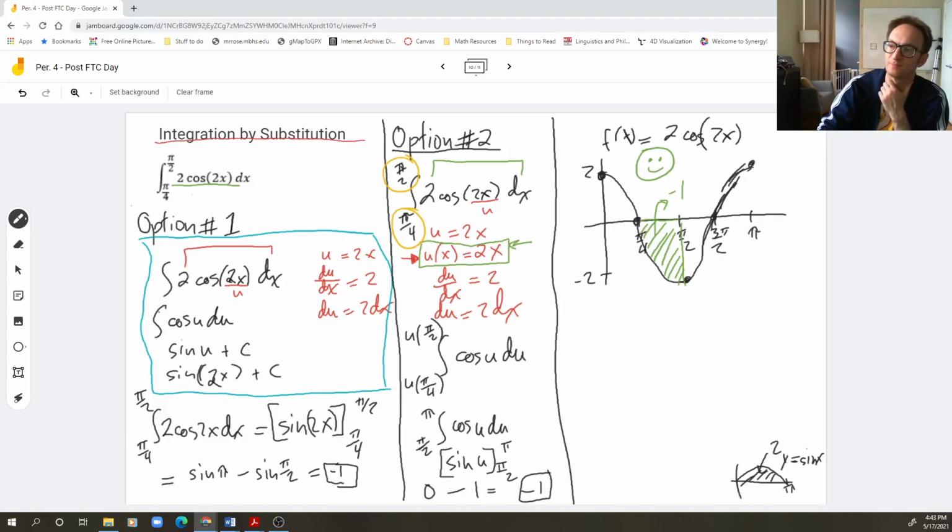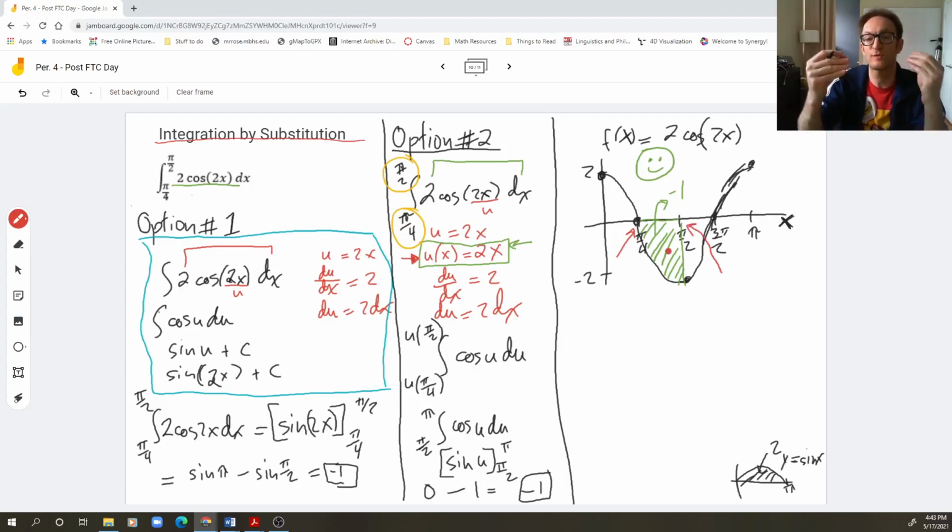Because what do we really have here? This is the x-axis. What is the x-axis? It's the set of numbers which get plugged into this function. They're x values. And so where do I start integrating? I start integrating here at pi over 4, and I stop integrating here at pi over 2. So you have to feel that pi over 4 and pi over 2 are x values. They're the lower limit of integration and the upper limit of integration for this function.